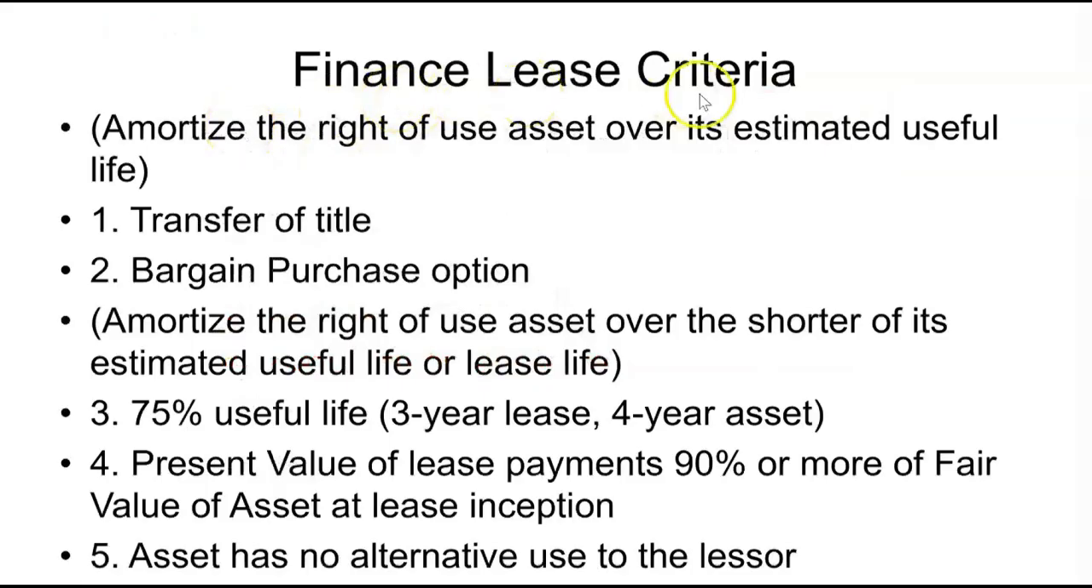Let's go back to our finance lease criteria. Remember the first two criteria? If there's a transfer of title or a bargain purchase option, that's when I want you to amortize the right of use asset over its estimated useful life, which would have been the 7 years. But if there's no transfer of title or bargain purchase option, then amortize the right of use asset over the shorter of its estimated useful life or the lease life. In this case, 7 years versus 5 years, which one's shorter? The lease life of 5 years.